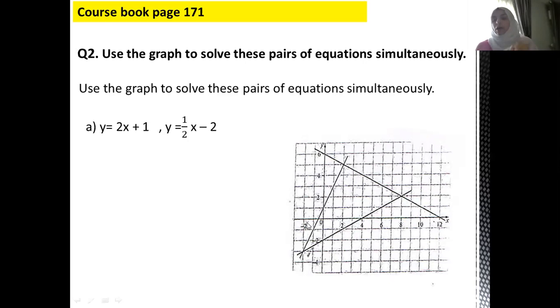Yesterday we said we can find it from the gradient, and there is a very clear indication which is the y-intercept. For example, the first one, what is its y-intercept? Plus 1. That means it intersects with the y-axis at plus 1. Here what is the y-intercept? Where does it intersect with the y-axis?